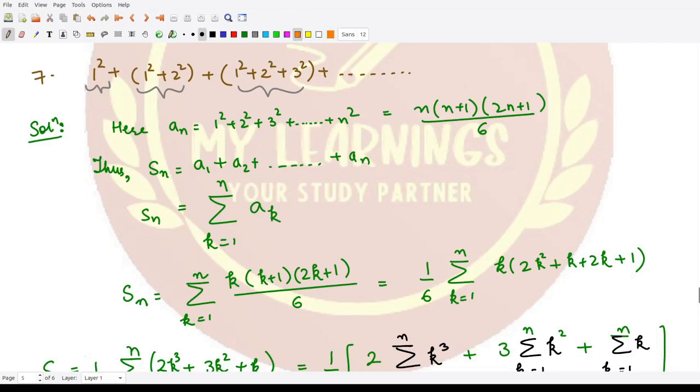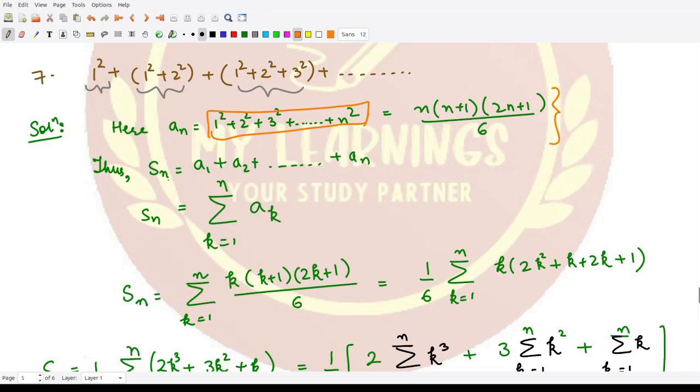So what would be your nth term if you proceed the same pattern? You would have your nth term as 1 square plus 2 square plus 3 square plus up to n square. And you know, the whole of this thing could be written like this: n times n plus 1 times 2n plus 1 divided by 6. This is the formula.